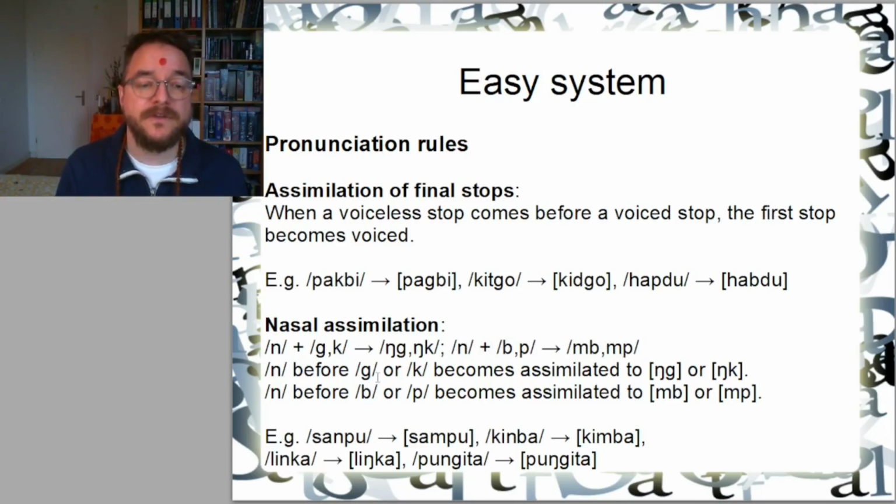So n before g or k becomes assimilated to ng or nk, and n before b or p becomes assimilated to mb or mp. Examples would be sanpu becomes sampu, kinba becomes kimba, linka becomes linka, and pungita becomes pungita. Again, this is a very common rule among human languages.